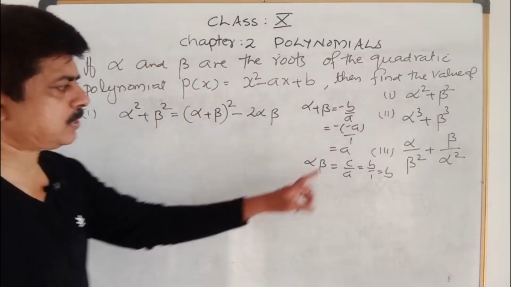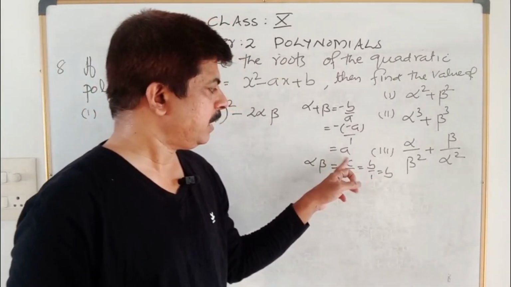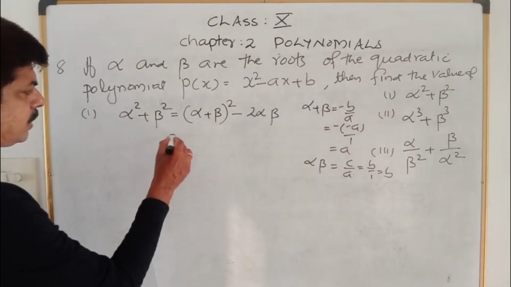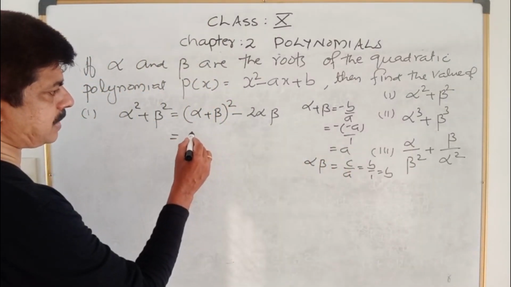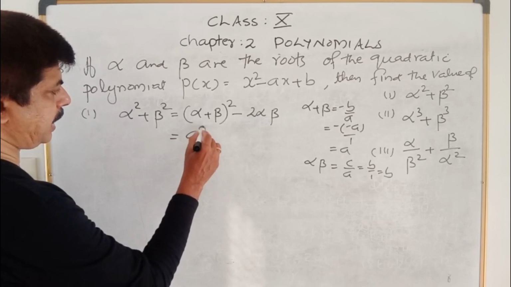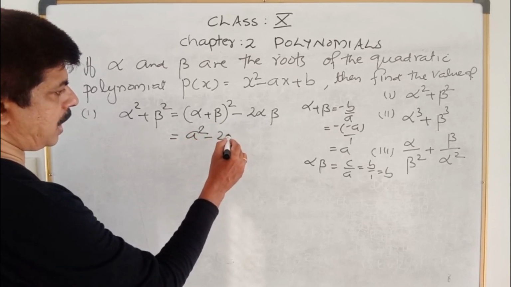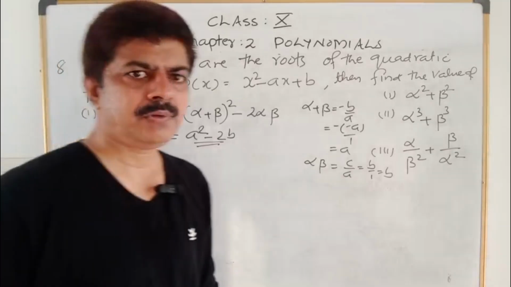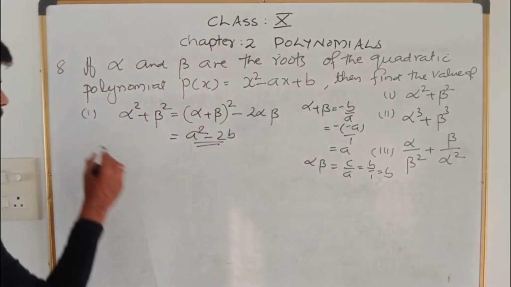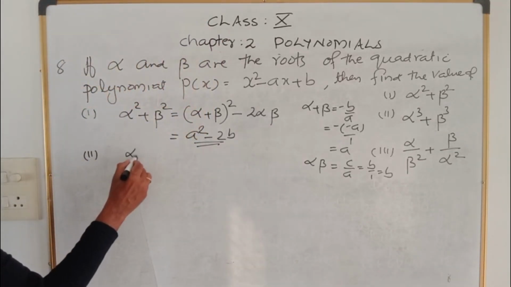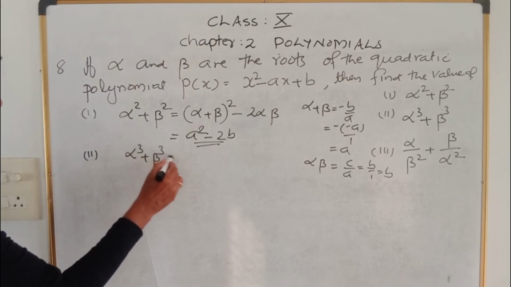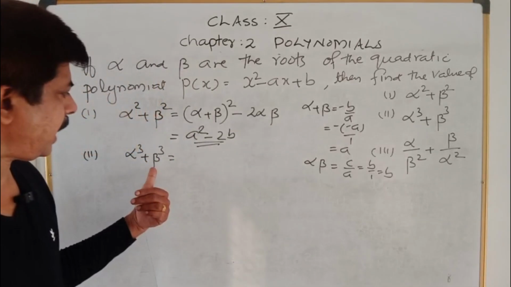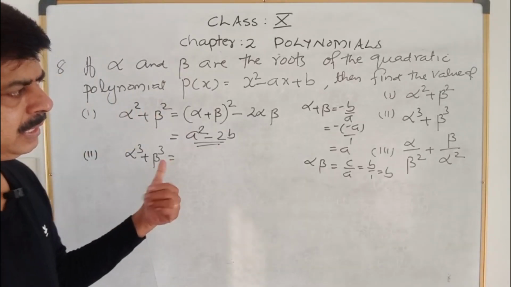Okay, we got the value of alpha plus beta as a and the value of alpha beta as b. Both will be substituted here. So alpha plus beta whole square will be substituted by a square minus 2 alpha beta, which is 2b. So in terms of a and b, we will be writing the answer. Now here comes our second question, alpha cube plus beta cube. This is an identity that we have learned in class 9.